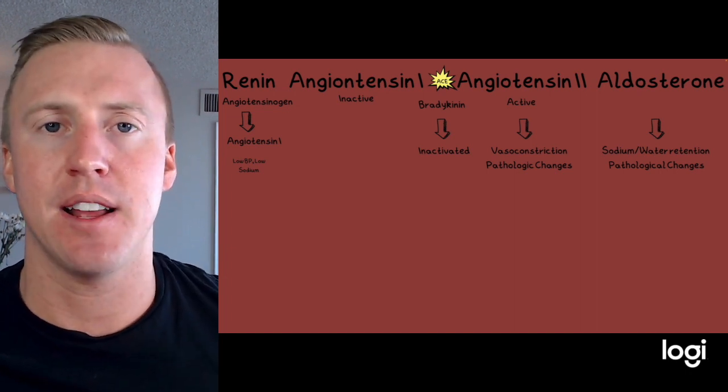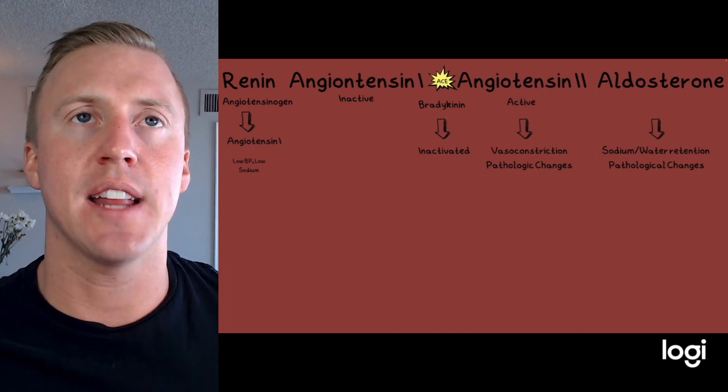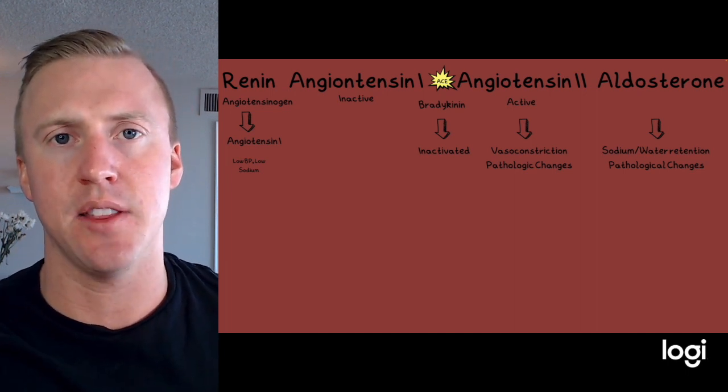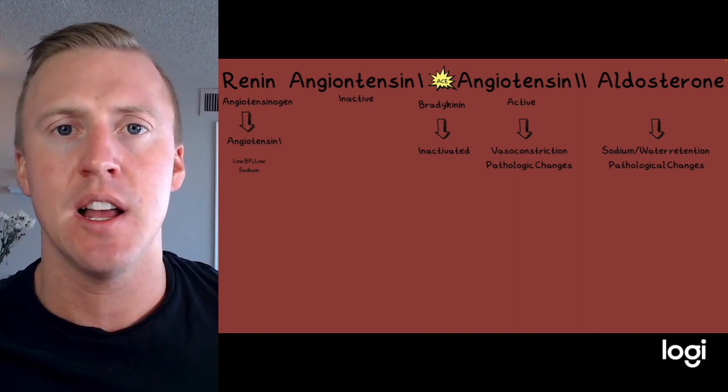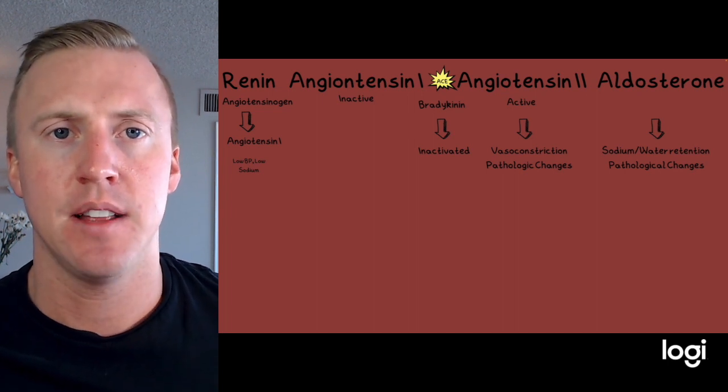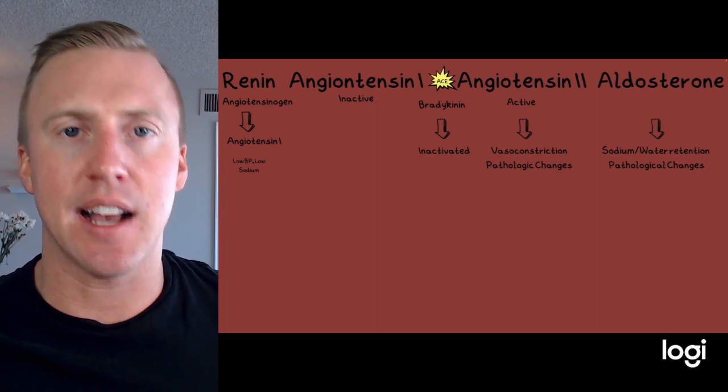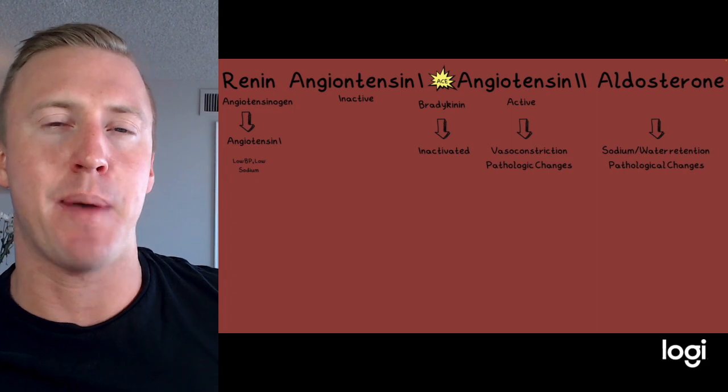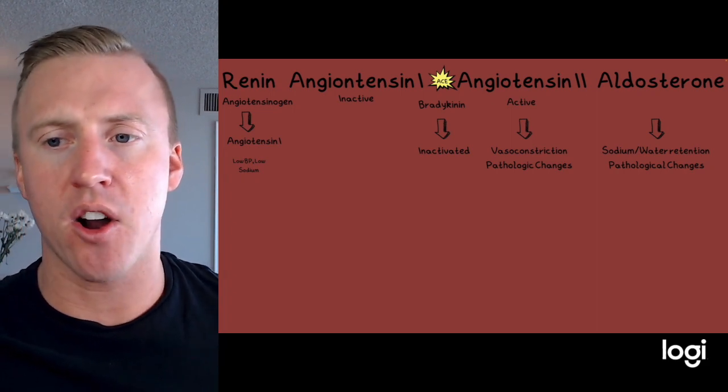Outside of that, it actually gives us aldosterone. Aldosterone, which we've talked about a lot here, is going to increase both sodium and water content in the body, which will give us increased blood pressure, and then it's going to spit out potassium. Just like angiotensin 2, aldosterone also has been linked to causing some of those pathological changes we see in both the heart and the vessels.